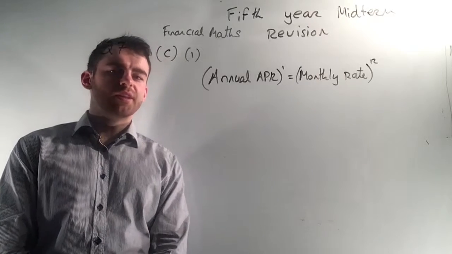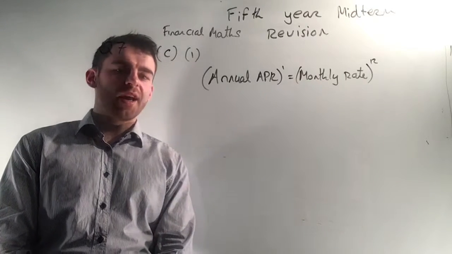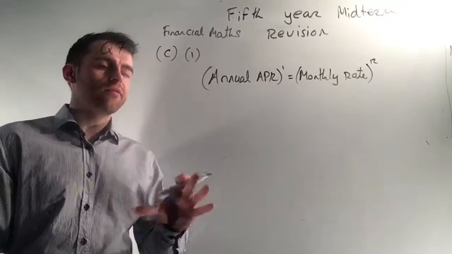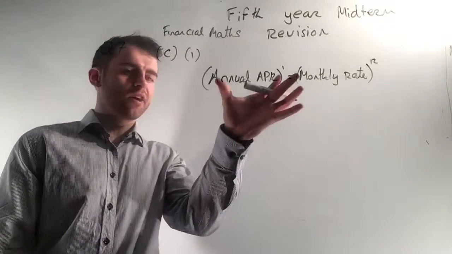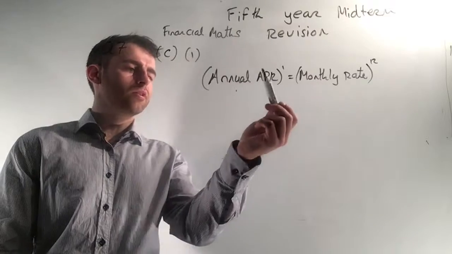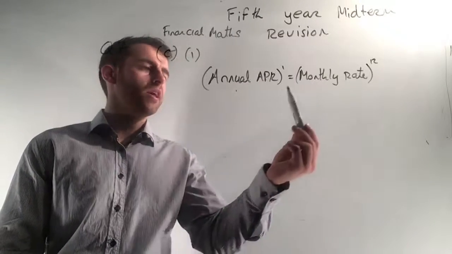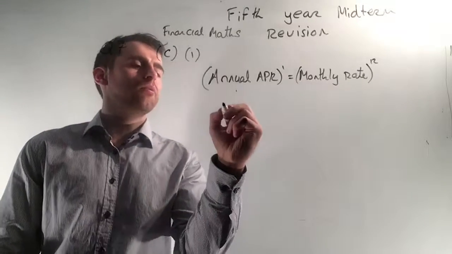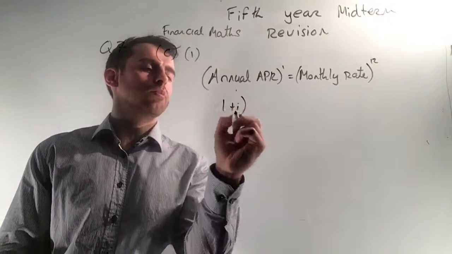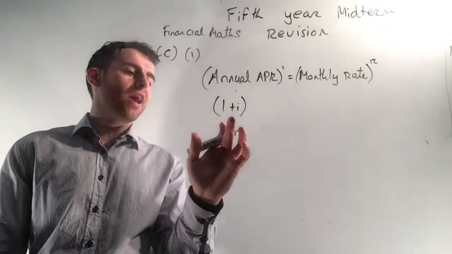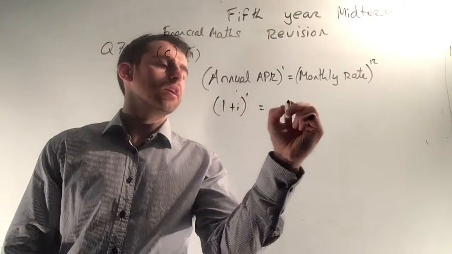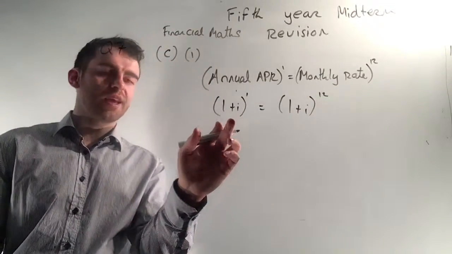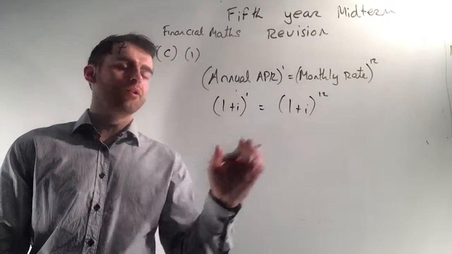Okay, for C part 1 of this question, we're asked to convert an annual interest rate of 4% into a monthly interest rate. Whenever you're starting these questions off, I'd always just start off with this logic. Clearly, the annual interest rate to the power of 1 is equal to the monthly interest rate to the power of 12. So we always represent interest rates as 1 plus i. So I could say the annual interest rate to the power of 1 is equal to the monthly interest rate to the power of 12. Where this is going to represent the annual one, this is going to represent the monthly one.